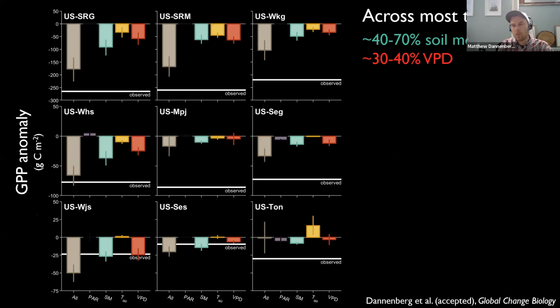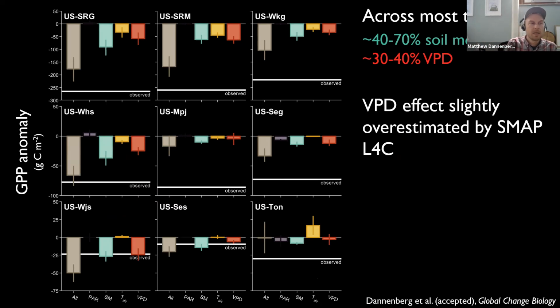That's pretty consistent with what we also saw at each of the towers individually. Using the flux tower data, the magnitude of the soil moisture anomaly is a little bit higher than SMAP thinks it was, and the magnitude of the VPD anomaly is a little bit lower than SMAP thought it was, but overall still fairly consistent, where roughly 40 to 70% of the gross primary production reduction was coming from low soil moisture, and roughly 30 to 40% was coming from VPD.